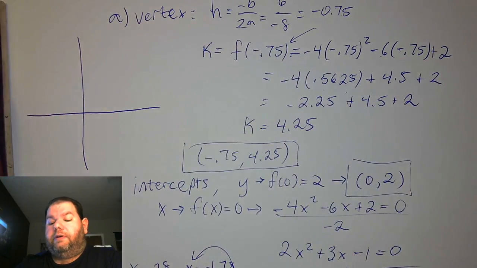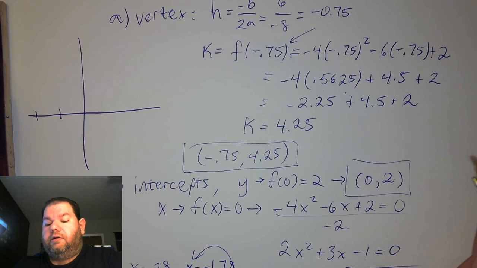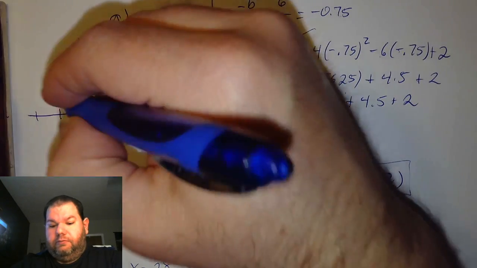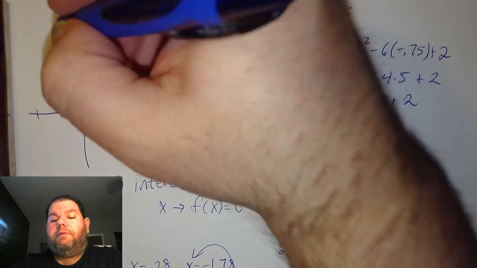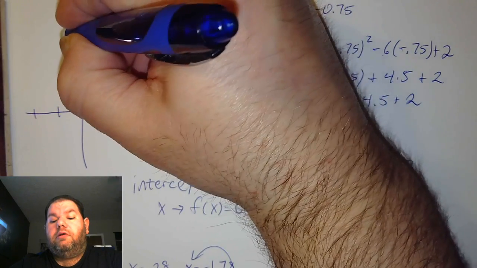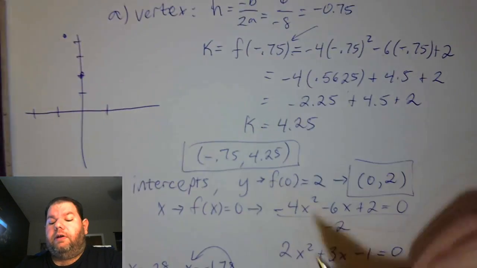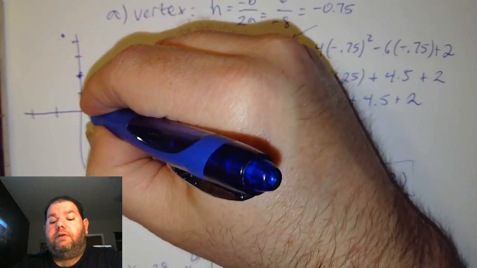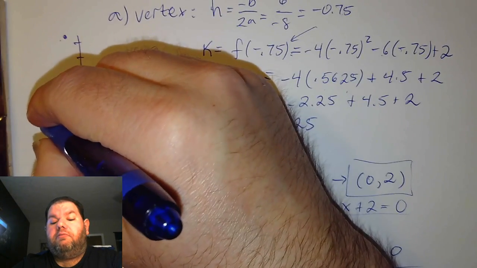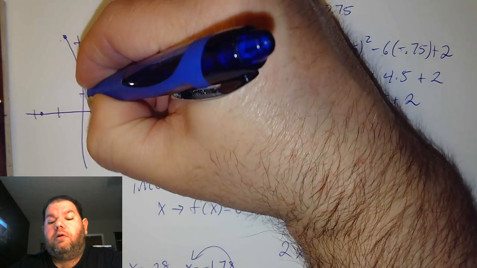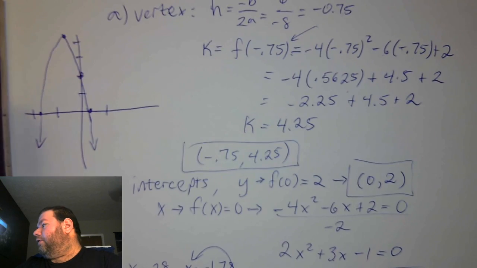So, let's see. Negative 1, negative 2, and positive 1, positive 4. So our vertex is negative 0.75 and 4.25. Kind of eyeball this being right there. 0, 2, the y-intercept. X-intercept 0.28, somewhere around there. And negative 1.78, somewhere around there. So the graph will look something like that.